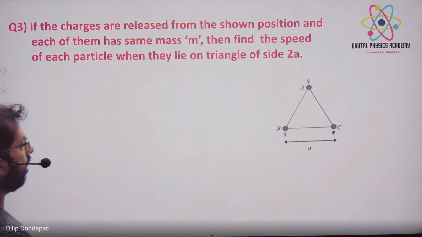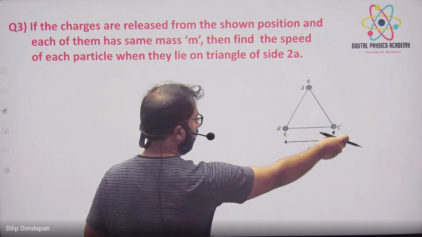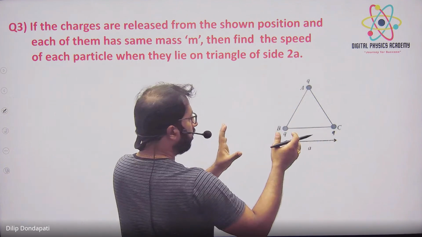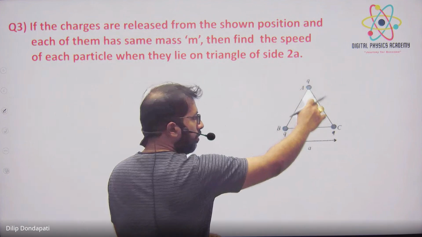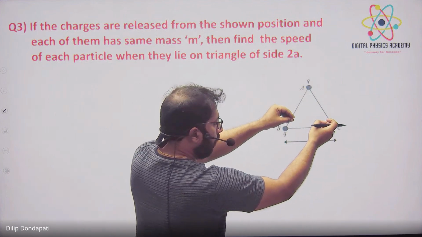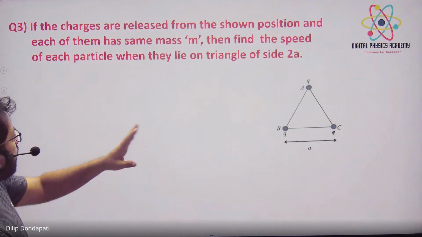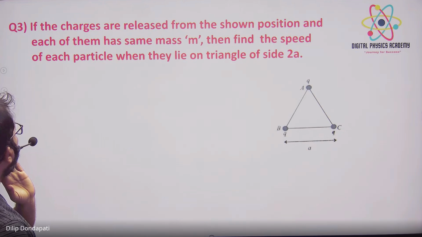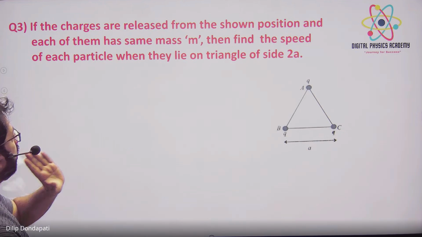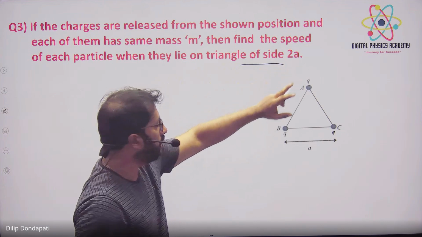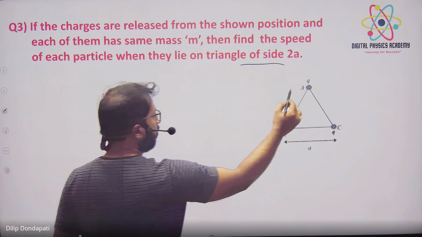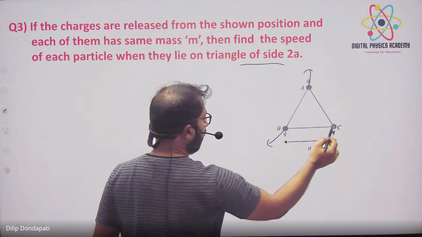If the charges are released as shown, मान लो these all are positive charges. What will happen if I release? These both are repel, right? When I leave, it will start running. So charges are running. Each का mass है M. Find the speed of each particle when they lie on the triangle of side 2A. So ये इधर भागेगा, ये इधर भागेगा, ये इधर भागेगा.